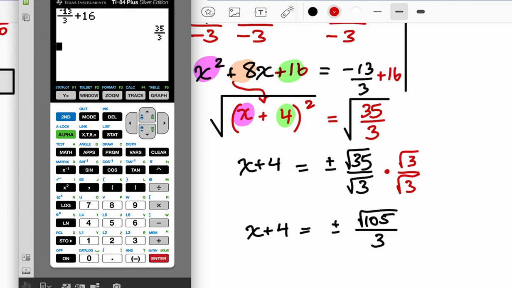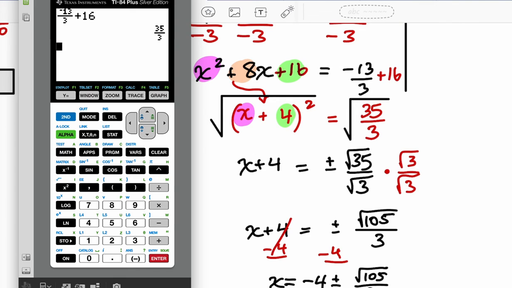Okay? So now I'm going to subtract the 4 from both sides. When we represent a final answer involving an irrational number, we always put the plus or minus part of it at the end of the expression. All right, so this would be x is equal to negative 4 plus or minus radical 105 over 3. All right, so let me reduce a little bit here.